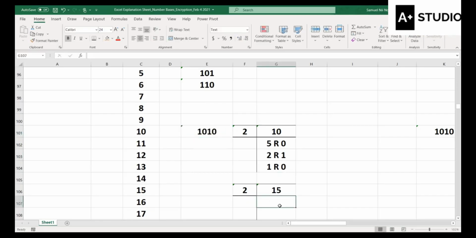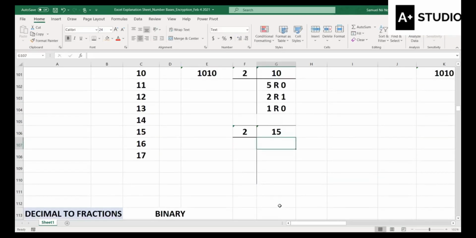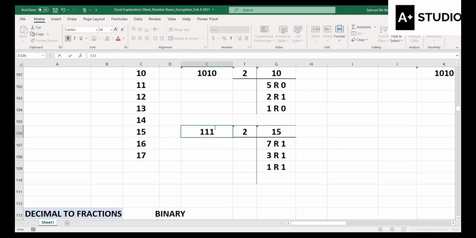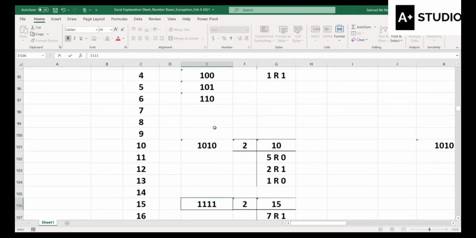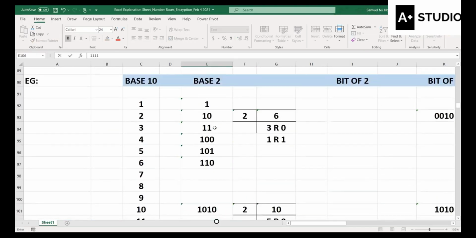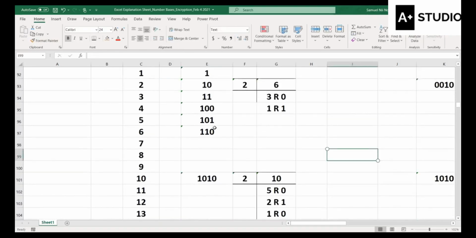Let's try 15. 2 into 15 is 2, 7, 14, remainder 1. 2 into 7 is 2, 3, 6, remainder 1. 2 into 3 is 2, 1, 2, remainder 1. So what is 15? Sorry, 4 ones. You realize that we can take our time and do all this, but for time's sake, you can finish this up.